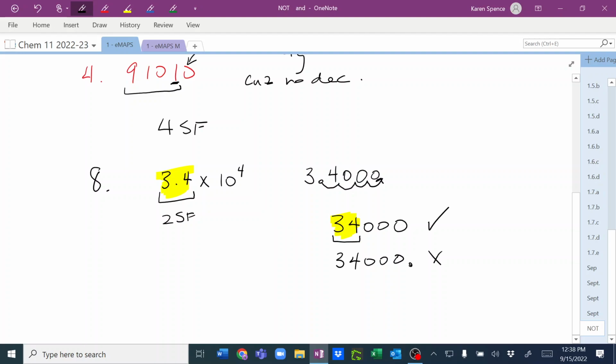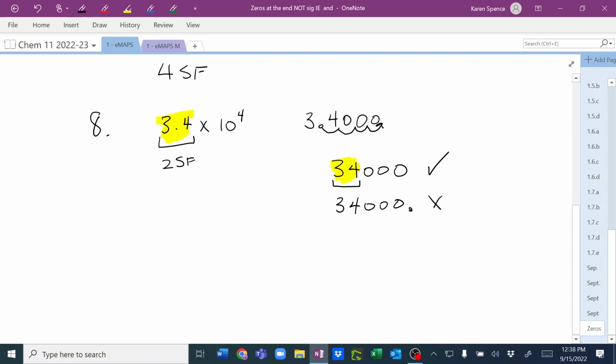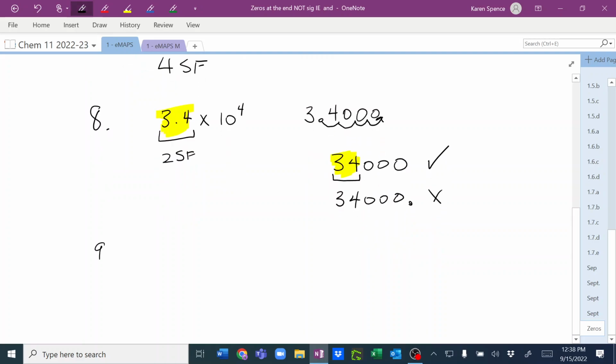So the easiest thing to do with scientific notation is not to change it into regular notation and try to figure out the sig figs. That's an easy way to make a mistake. So if you just leave it and just count them. So for example, in number 9, we have 9.0 times 10 to the minus 3.